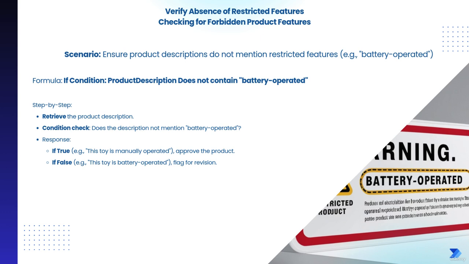Step-by-step explanation. Input data. Retrieve the product description from the database. Condition check. The flow checks if the description does not contain the substring battery-operated. Response: if the description is, "This toy is manually operated," the condition returns true. Allow the product to be published. If the description is, "This toy is battery-operated," the condition returns false. Flag the product for revision.